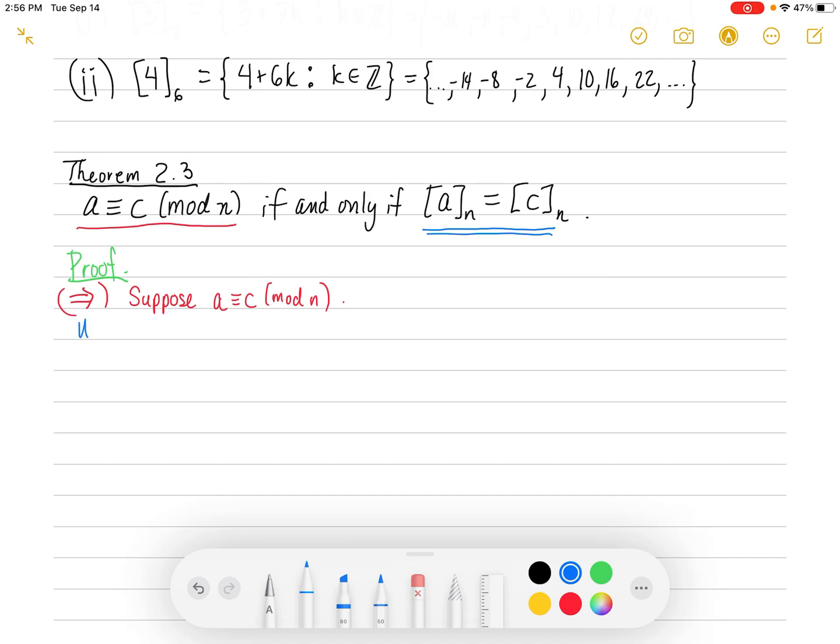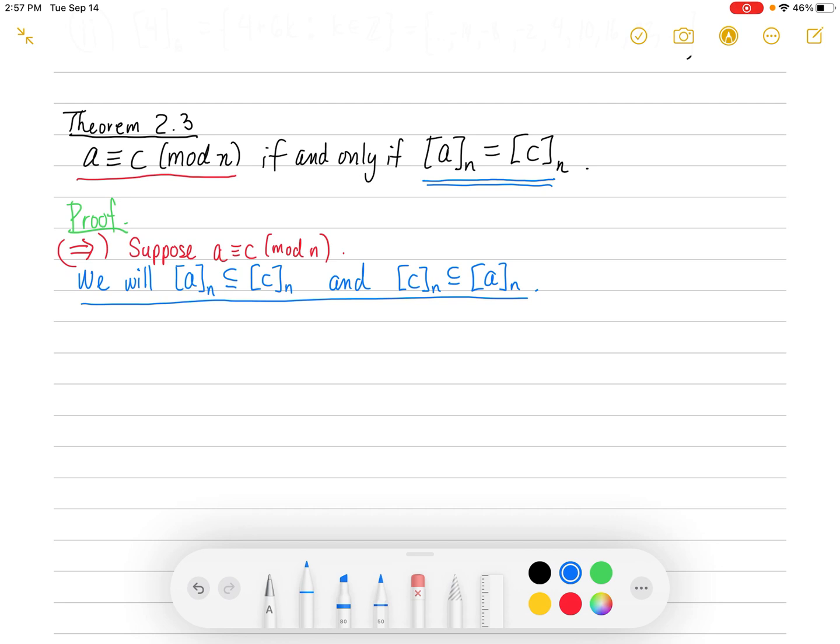So how do you show two sets are equal? You have to go back to your transitions class. You have to show that one is a subset of the other, and the other is a subset of the first. So we're going to show that A's congruence class mod n is a subset of C's congruence class mod n. After you do that, we're going to show that C's congruence class mod n is a subset of A's congruence class mod n. So show that each set is a subset of the other.